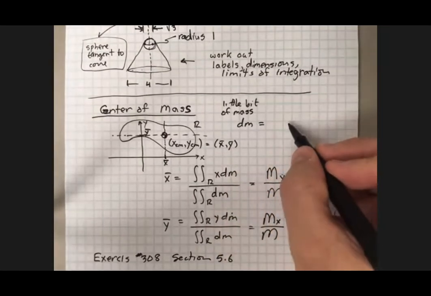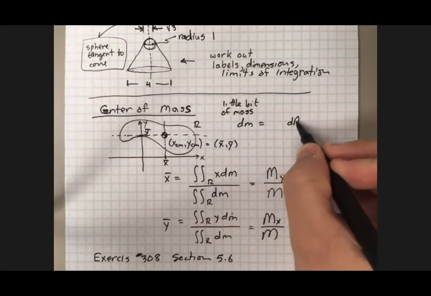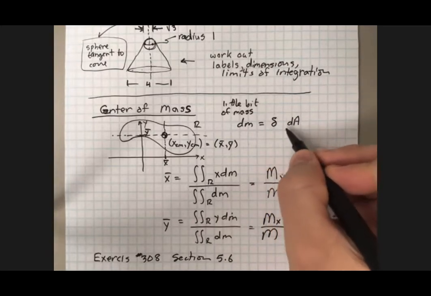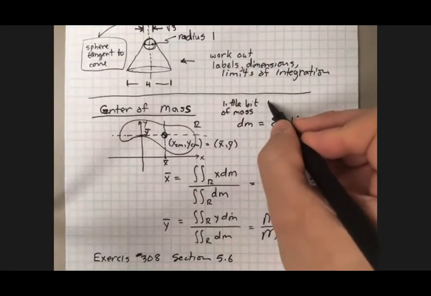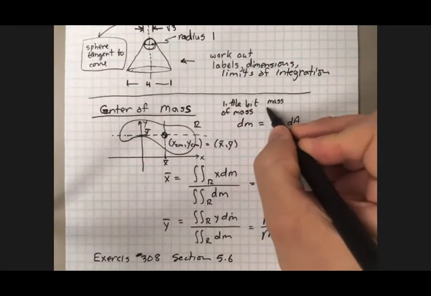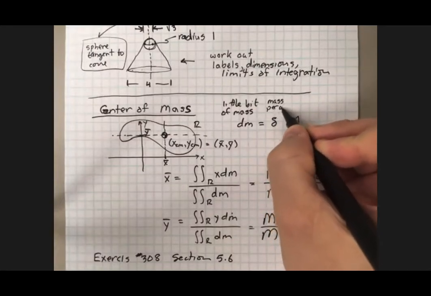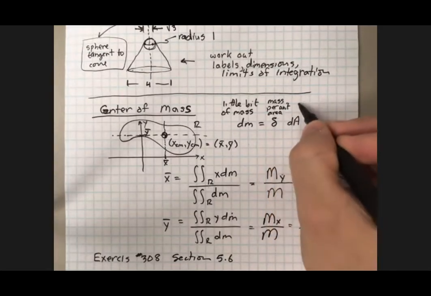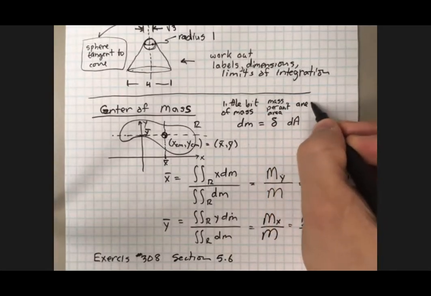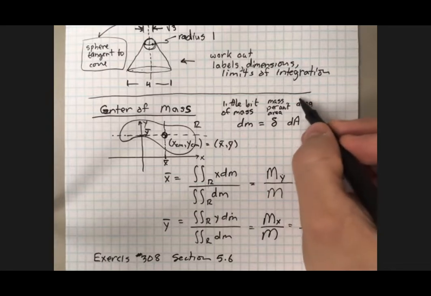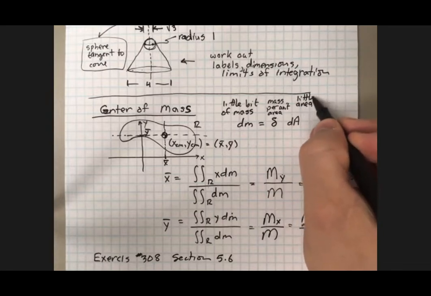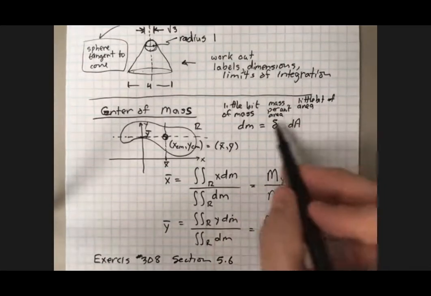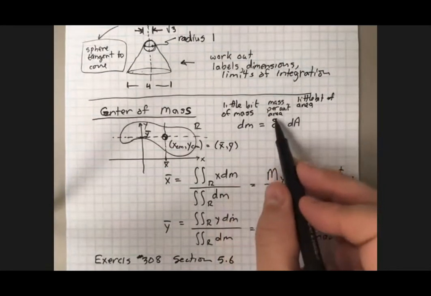What is that equal to? The little bit of area times the density, or the mass per unit area. This is the mass per unit area, delta. And this is the area, dA. The little bit of area.